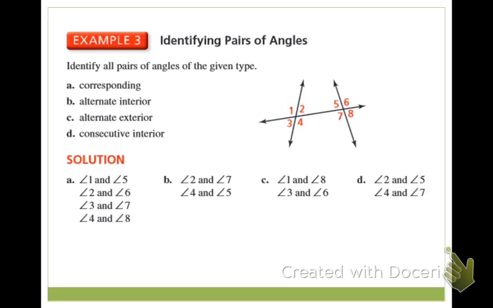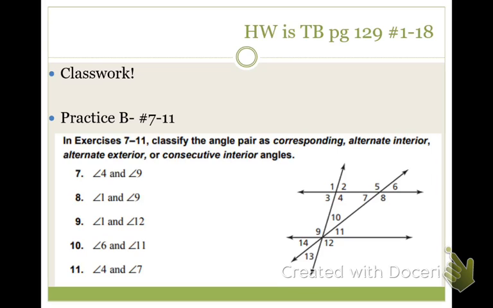Here's what you're going to do while I walk around and give you your project for a few minutes. Your homework is right in the top right. You're not going to work on that. But what you will do is go to your worksheet. On the B side, you're going to do 7 through 11. You're classifying them as corresponding, alternate interior, alternate exterior, or consecutive interior. I would just like to check that you are understanding before you start. Okay?